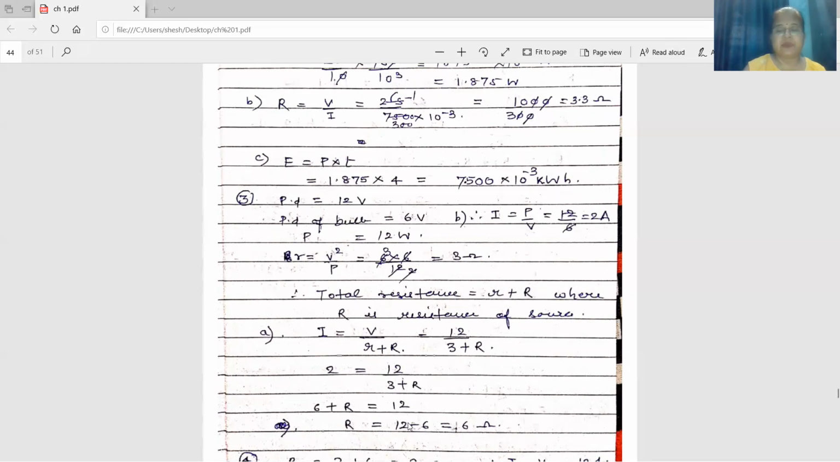Make correction in this question. Here will be 2. So 2R equals to 6. Therefore R equals to 3.